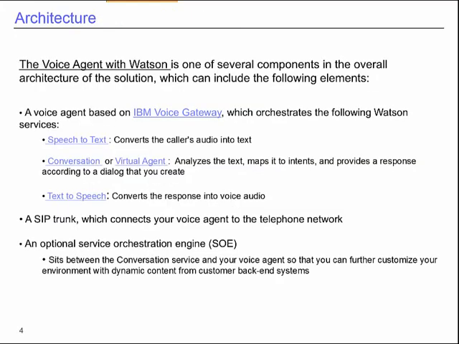The architecture of the Voice Agent for Watson includes multiple components in the overall architecture for the solution. First off, the Voice Agent is based on the IBM Voice Gateway, and it orchestrates the dialogue and the conversation between your customer and the calling center. As part of the solution, we need additional Watson services. First, we need a speech-to-text service that converts the caller's audio into a text format, and that text format's used in the conversation service that then analyzes the text and then maps it to the various intents and provides a response back to the caller.